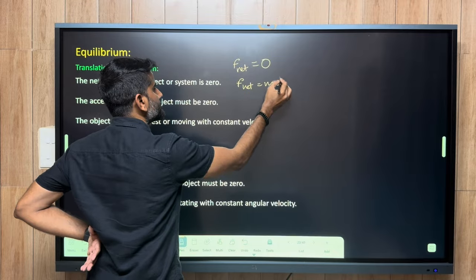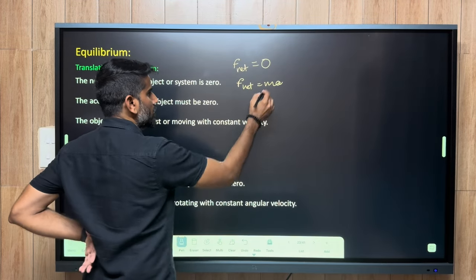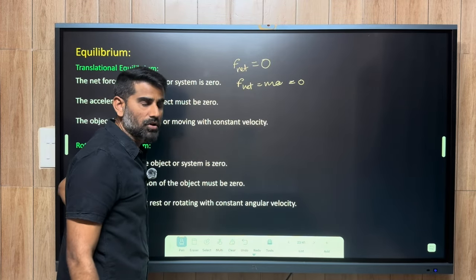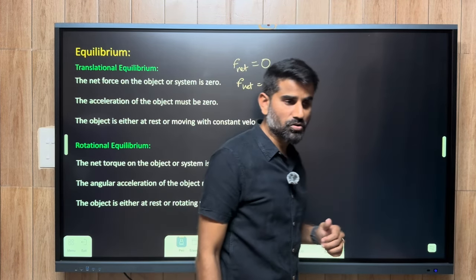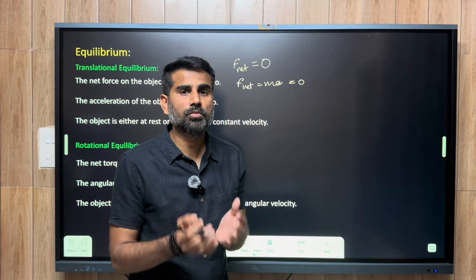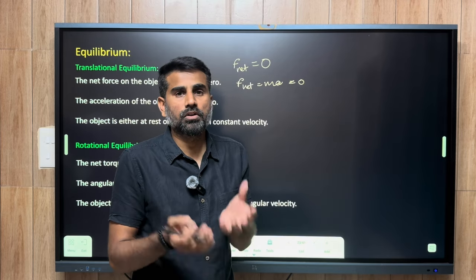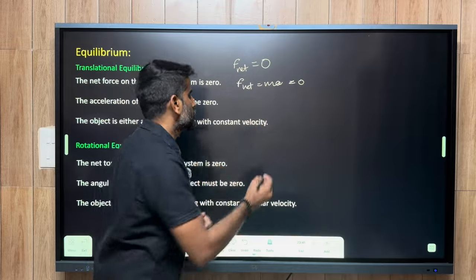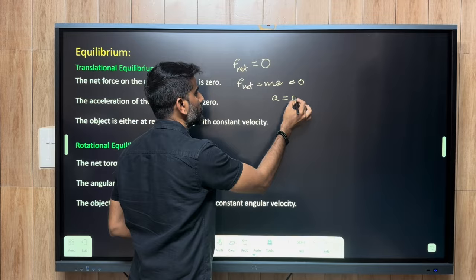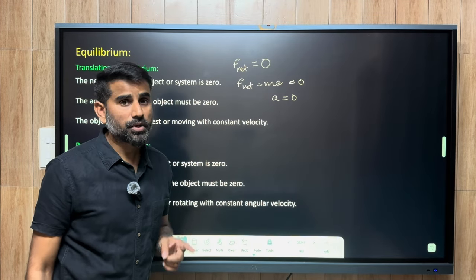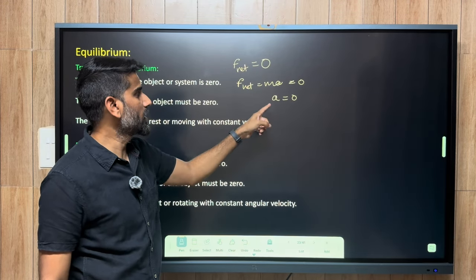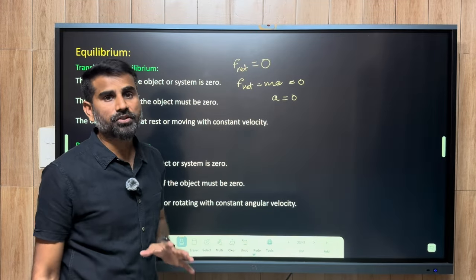If the net force acting on the system is 0, as we all know, F net is equal to MA. If this F net is equal to 0, then MA also must be equal to 0. Since mass cannot be equal to 0, since the object will have a certain amount of mass, whether it may be 0.1 or 10 kg or any other value, acceleration should be equal to 0. For the object to be in translational equilibrium, net force is supposed to be 0 and acceleration also must be equal to 0.